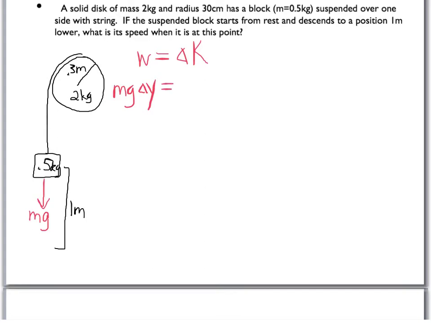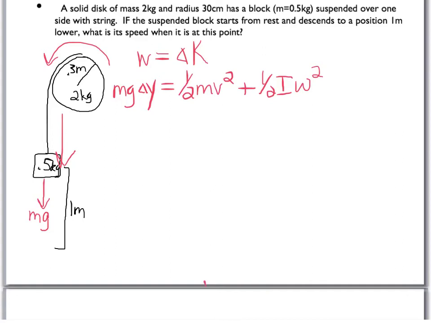Now that work done by gravity is going into changing the kinetic energy of the system. What we need to recognize here is that this system is going to involve two types of kinetic energy. We have the 1/2 mv squared of the block itself, a translational kinetic energy of this block simply moving in a downward direction. But we also have the kinetic energy of rotation. This wheel is now going to begin to spin and rotate. So we also have a 1/2 I omega squared as an energy that is also present.